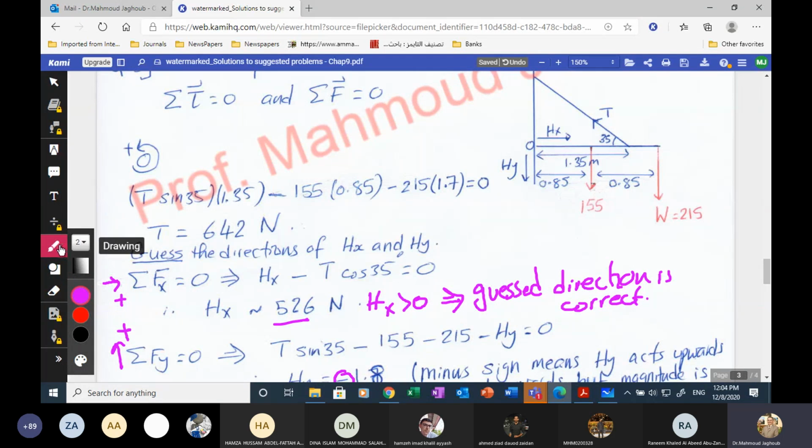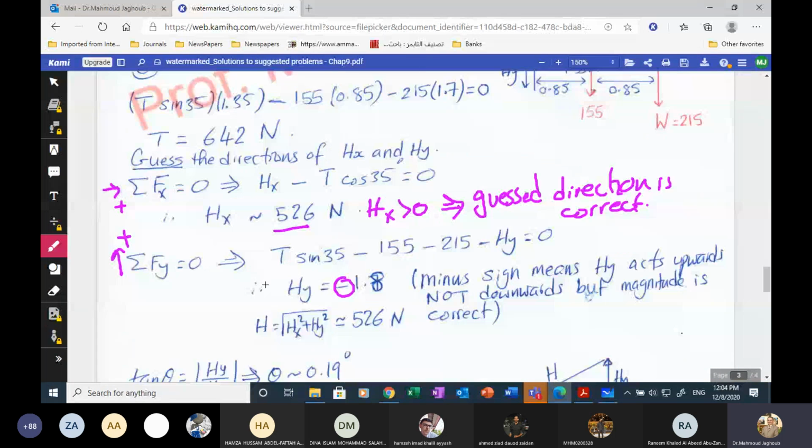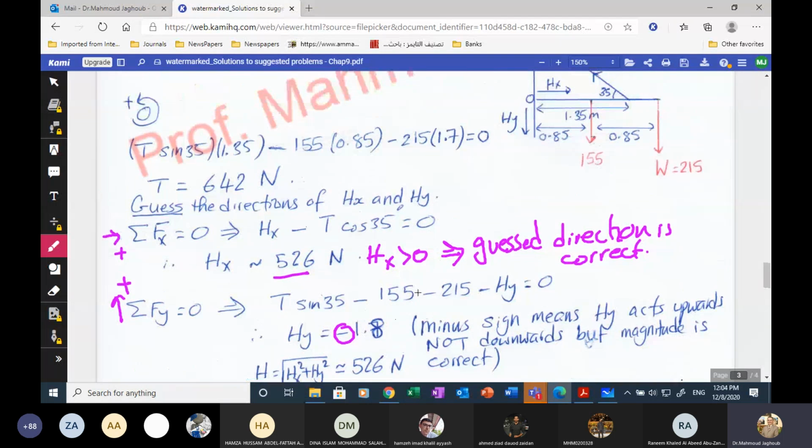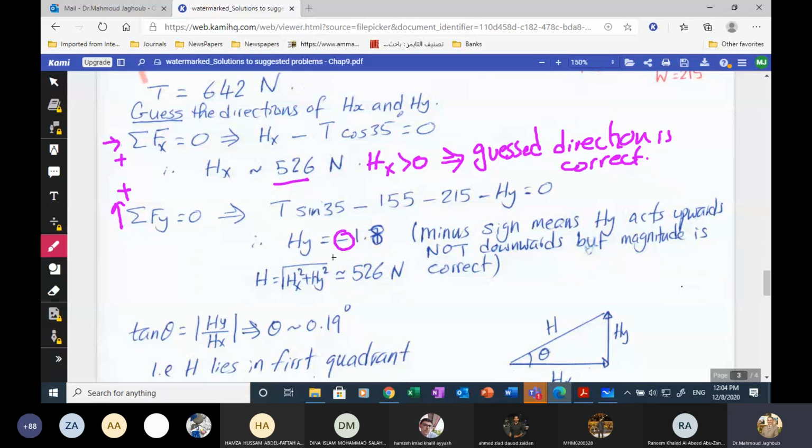Now I want to know what Hy is. To know what Hy is, we must say that the sum of all forces in the y direction is 0. But what are the forces in the y direction? You have Hy along the y direction. You have T sine 35 in the y direction, the weight 155, and the weight of the sign. So taking upwards as positive, you get T sine 35 minus 155 minus 215 minus Hy equals 0. Okay, I got Hy to be minus 1.8 newtons.